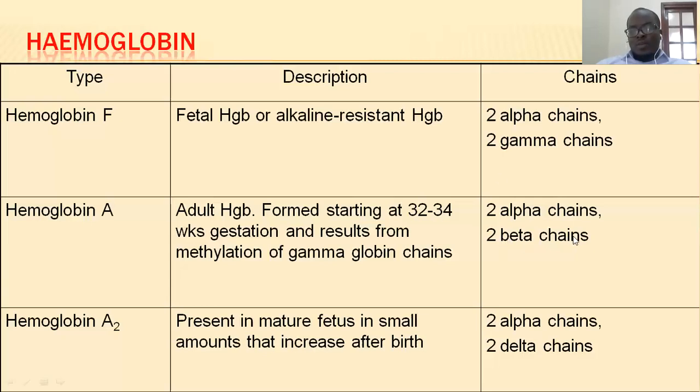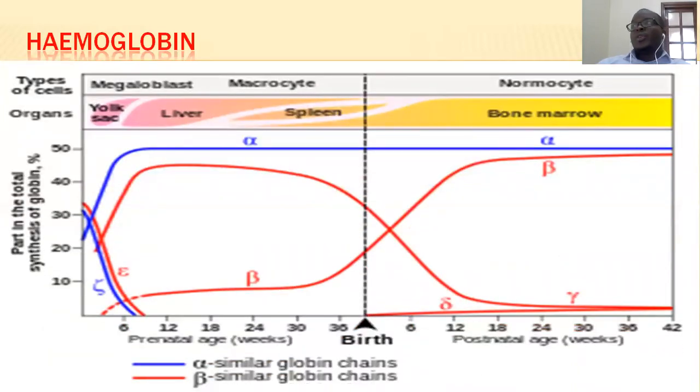That's why in adult hemoglobin, you don't have much of the gamma chains, you have beta chains because of the methylation reaction. Then the adult hemoglobin 2, like I've already explained, has two alpha chains and two delta chains. The quantity of hemoglobin 2 will start increasing after birth. You don't have much of it, but the quantity that you can appreciate will appear in the blood after birth. Why? It's because this adult hemoglobin 2 will be present in a mature fetus, but after birth, that's when the quantity will increase. So there is another diagram to summarize that for you to appreciate. This diagram is just trying to summarize what I've been discussing with you. So I hope you are following.